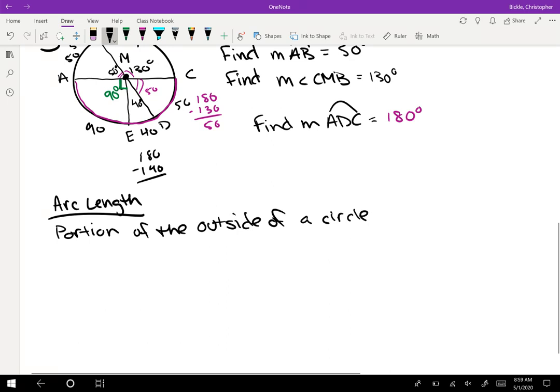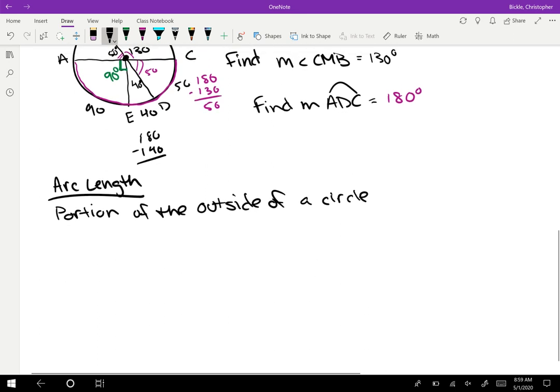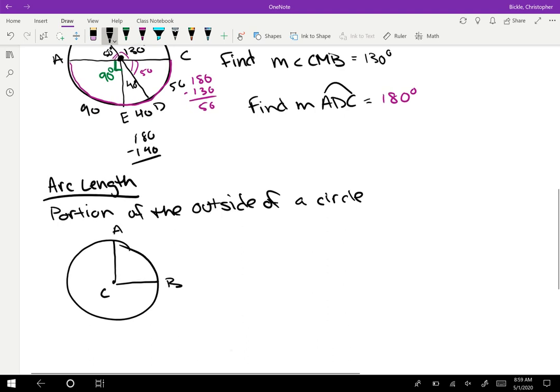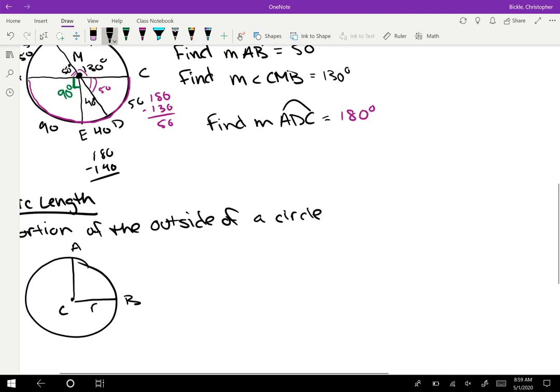We're talking about arc length, we're still talking about that same idea. We're still talking about an unbroken portion on the outside. So let's go ahead and draw another circle there. We're still going to have a point in the center, which is C. But now they're going to give us something like this. And I'm going to go ahead and put A there and B there. They're always going to give us this radius.